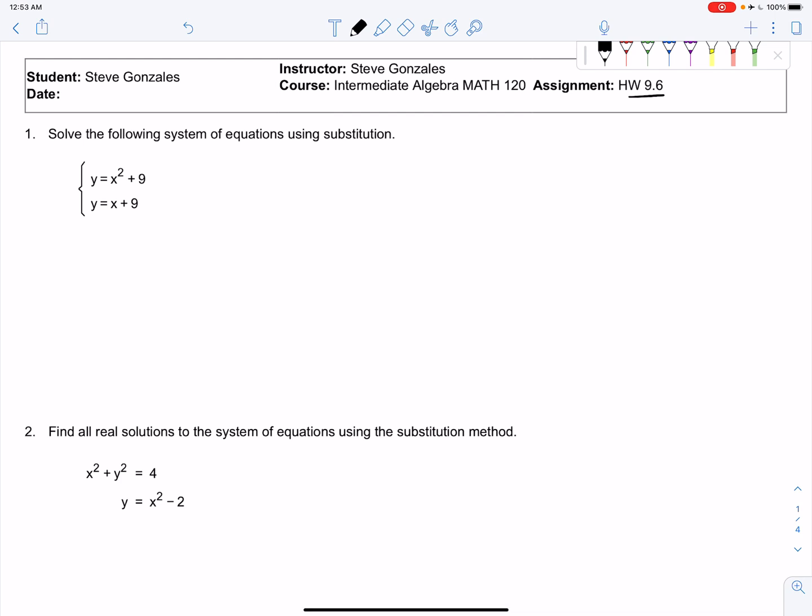Now, 9.6 is taking a look at systems of non-linear equations. So that means one of the equations in the system would be non-linear. When you take a look at number one, this first one is linear. This first one makes a line. This second one, however, makes a parabola.